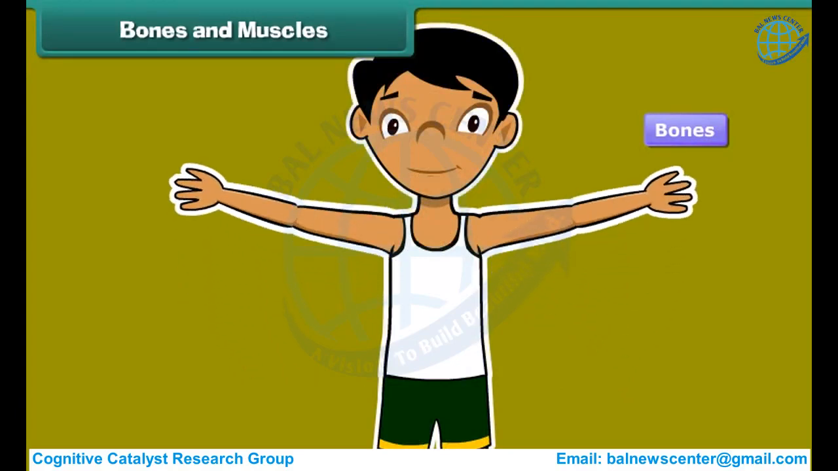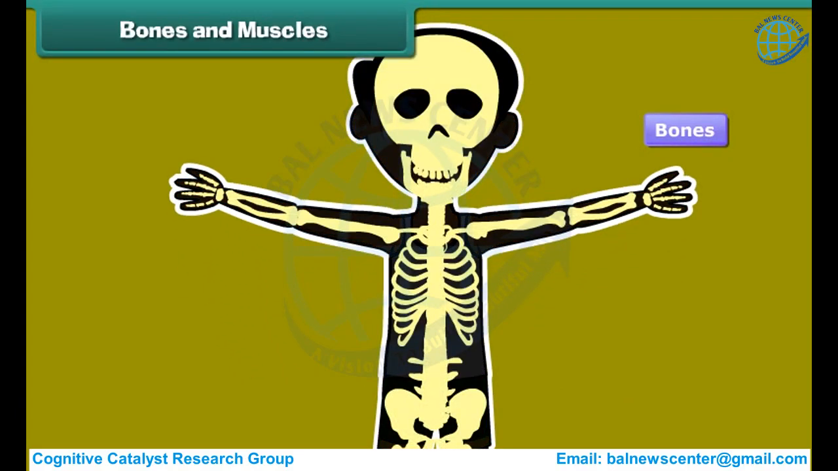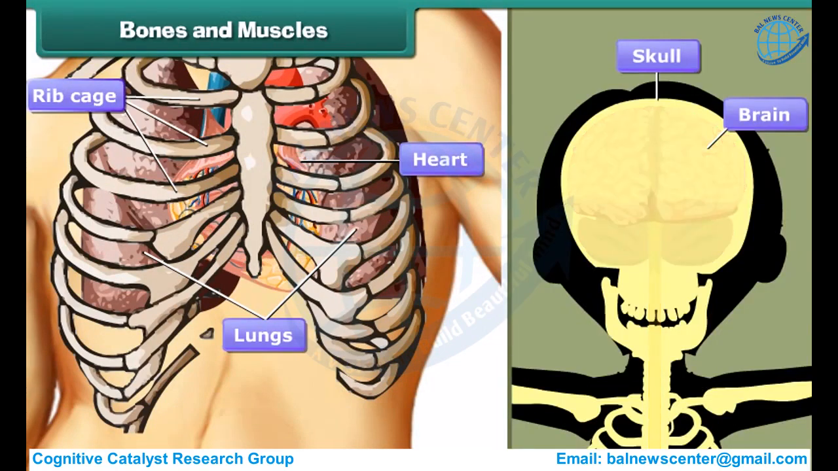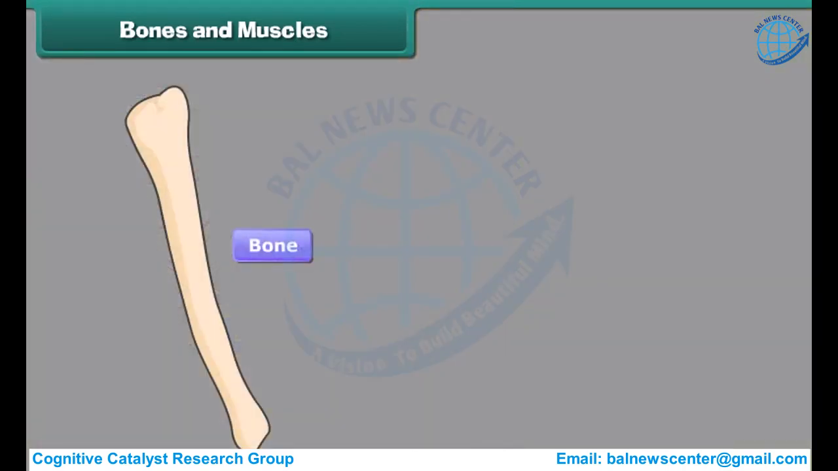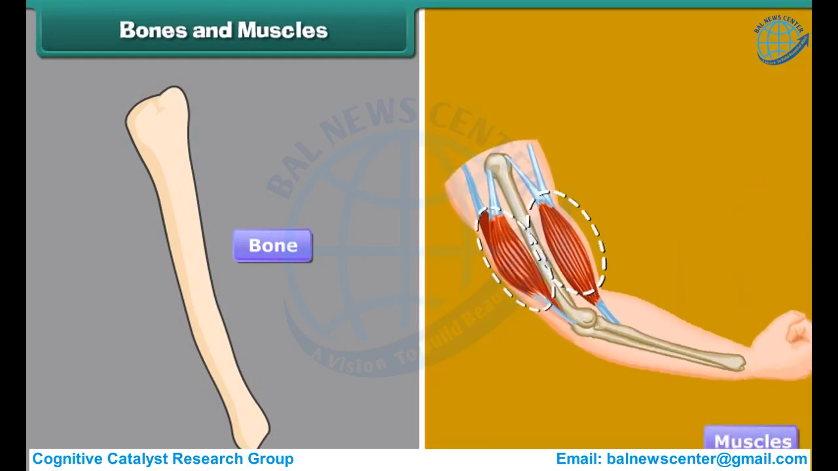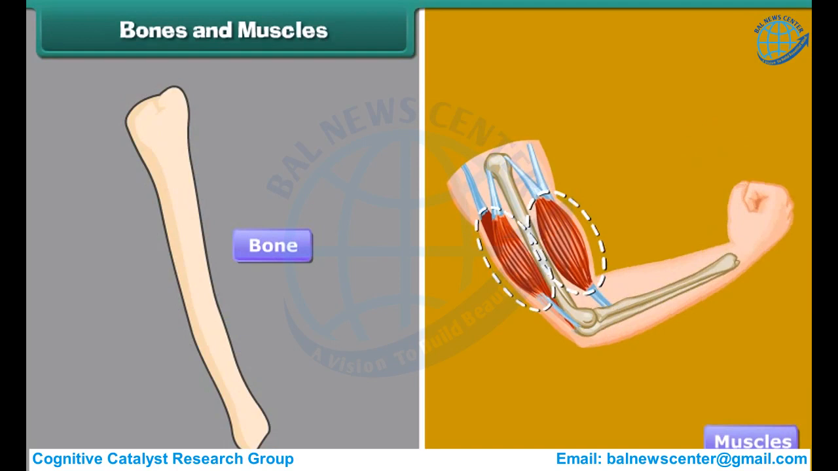Bones provide a framework for the human body. They provide support and protection to the internal organs as well. For example, the heart and lungs are protected by the rib cage and the skull shields the brain. Both the rib cage and skull are bony structures. Bones alone cannot make us move. Muscles attach bones to one another and facilitate movement.